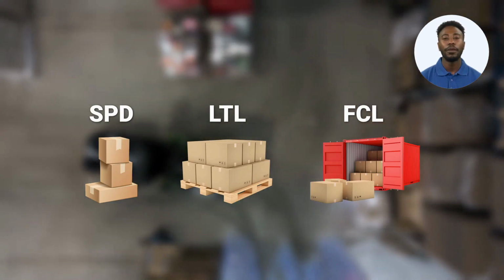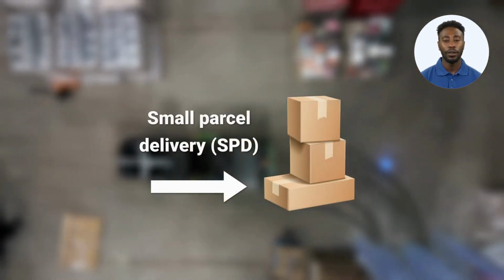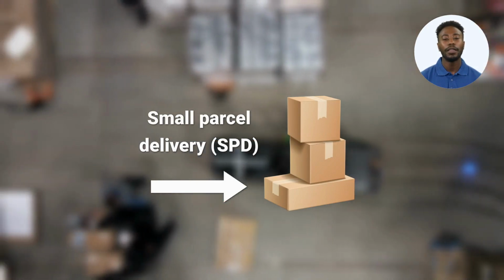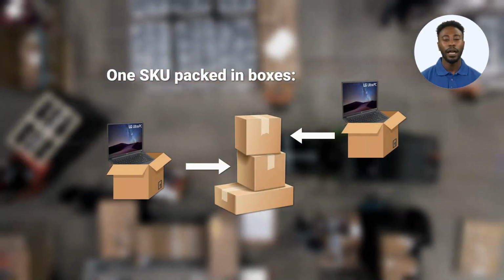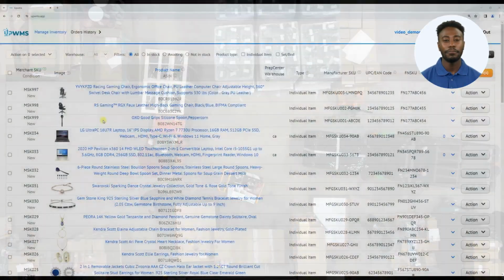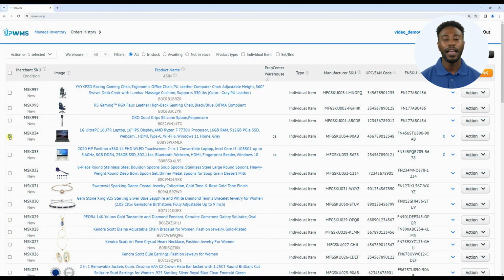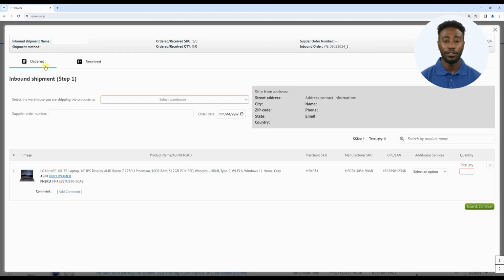There are three main shipping methods, and in this video we will look at Small Parcel Delivery, SPD. We will show you how to create an inbound shipment with one SKU packed in boxes. First, you have to select the item you want to get into the warehouse. After that, you must select Create Inbound Shipment. You will see a window for filling an order with just a few steps.